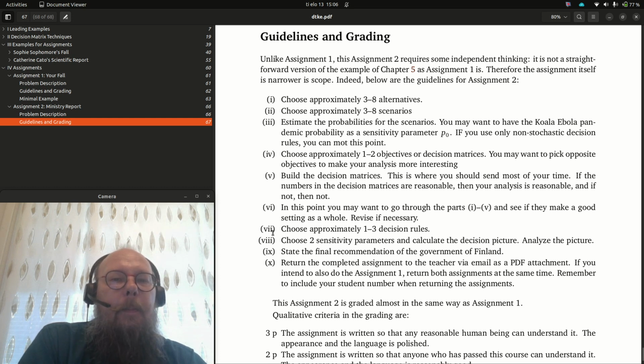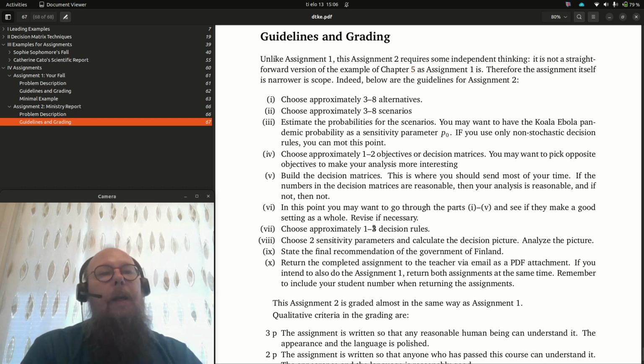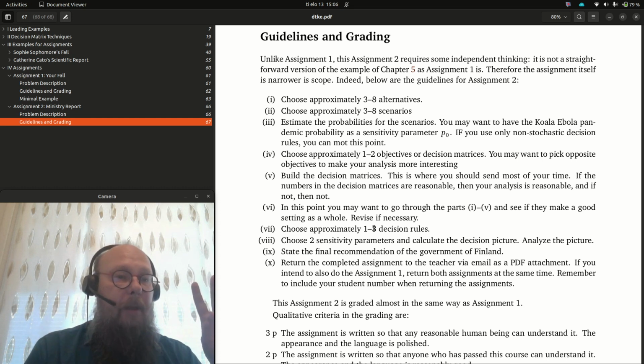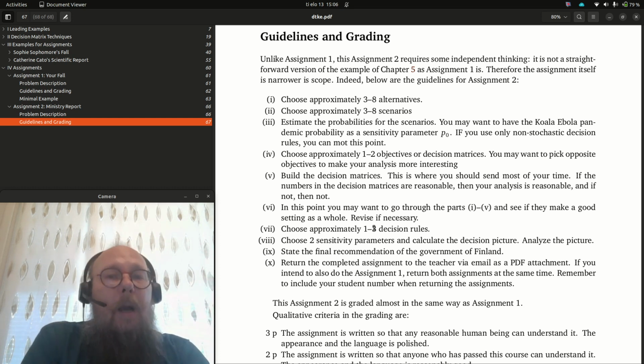Then point 7, choose approximately 1 to 3 decision rules. So in general, if you have, for example, 2 objectives, then 1 decision rule is enough. If you have only 1 objective, then have many decision rules. So the idea here is that then you have enough free parameters. So you need 2 free parameters for your sensitivity picture. So make sure that you have your objectives and decision rules accordingly so that there are naturally 2 free parameters.